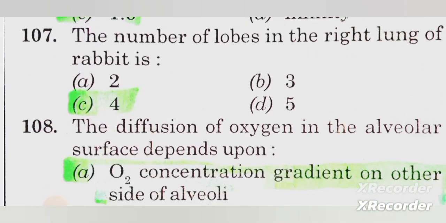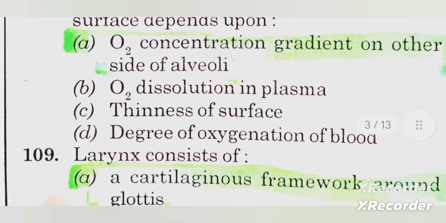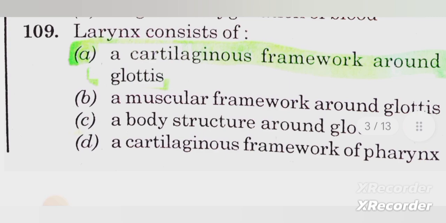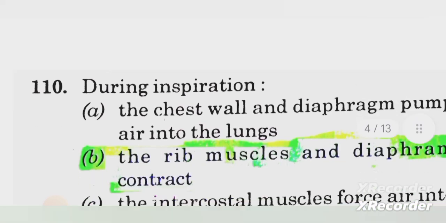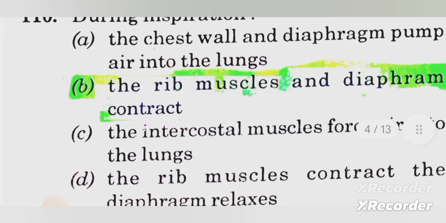Answer 4. Next, 108. The diffusion of oxygen in the alveolar surface depends upon: Answer A. Oxygen concentration gradient on other side of alveoli. Next, 109. Larynx consists of: Answer A. Cartilaginous framework around glottis. Next, 110. During inspiration, Answer B. The rib muscles and diaphragm contract.